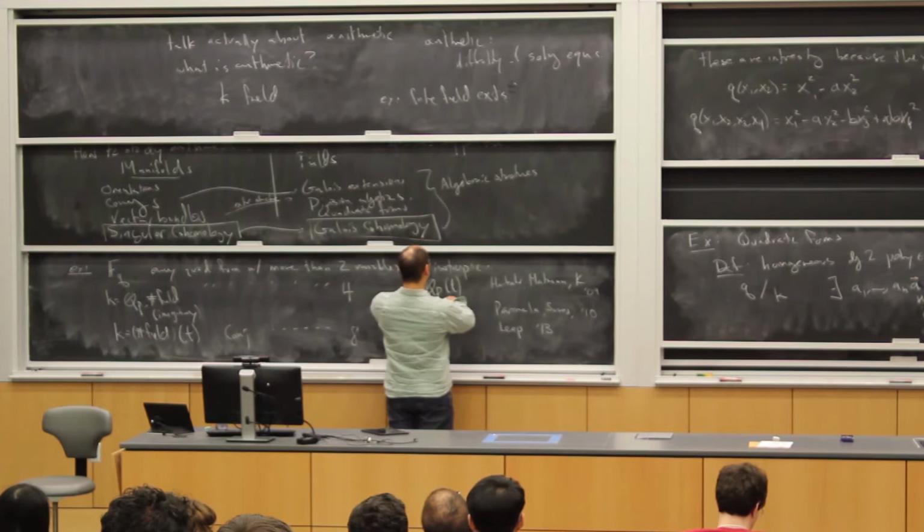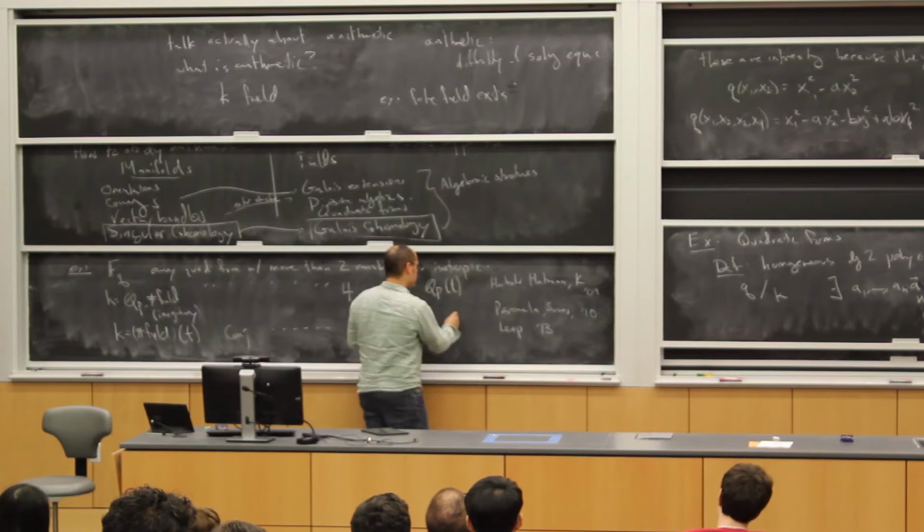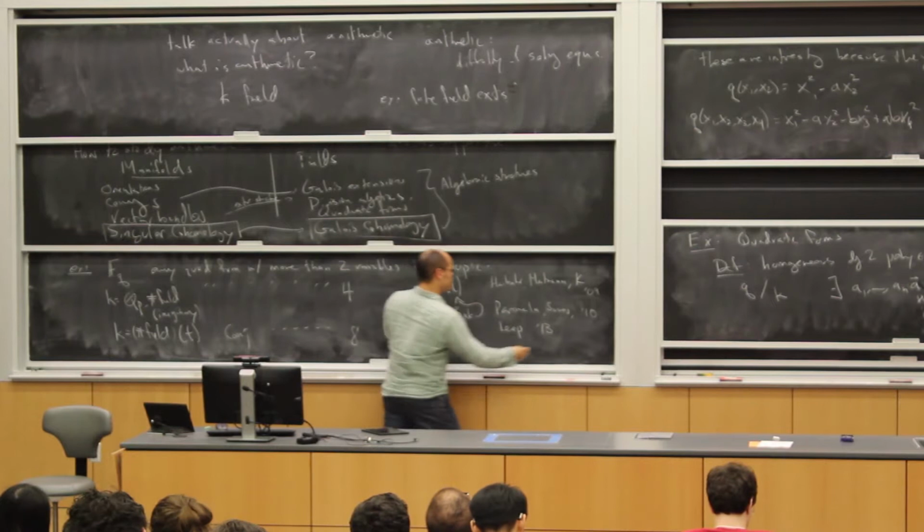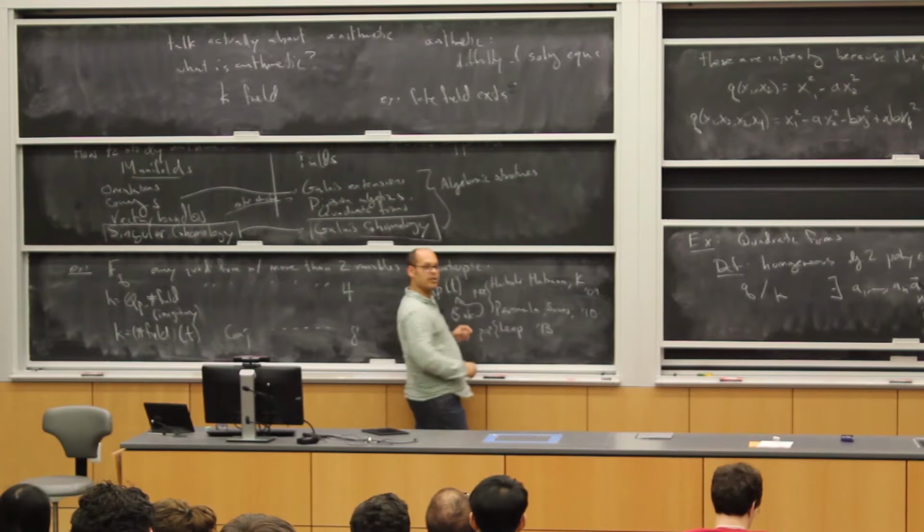We know now that if you have 8 variables or more than 8 variables over this field, then you have to have a zero. So 8, okay for this. We were able to do everything except p equals 2, and Leep was able to do p equals 2. 2 is always troublesome. Okay.